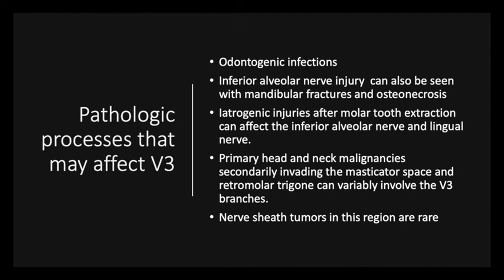So processes that can affect V3, again, because it's involving the mandible, obviously odontogenic infections. Again, the inferior alveolar nerve may be affected by any process that causes injury to the mandible, be it fracture or osteoradionecrosis. What we commonly see is injury related to tooth extractions, but again, it is in the region that squamous cell carcinoma may involve it, related to perineural spread of tumor. And again, nerve sheath tumors are very rare for V3, similar to V1 and V2.